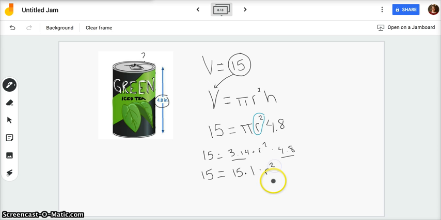So what I need to do now is say, okay, if I have 15.1 times my radius squared, remember I'm trying to figure out what my radius is, so I want this variable to be by itself now. Right now these two terms are being multiplied together, so I need to divide them by 15.1.